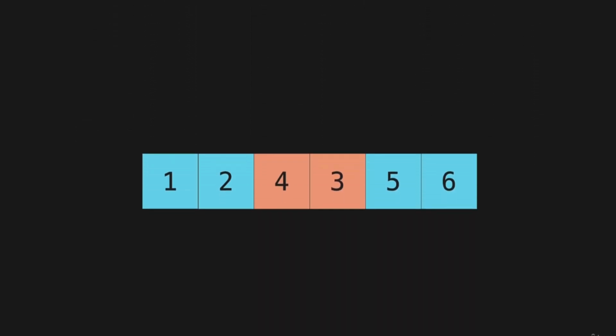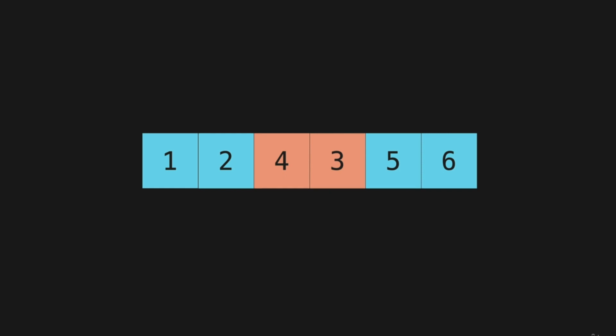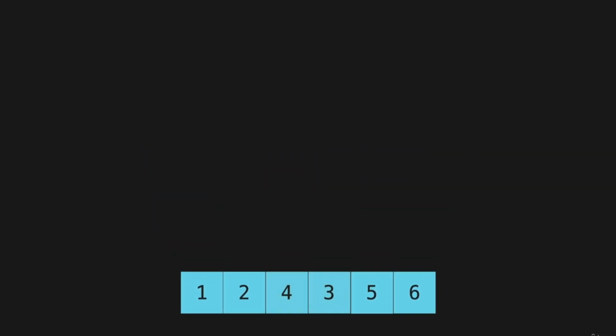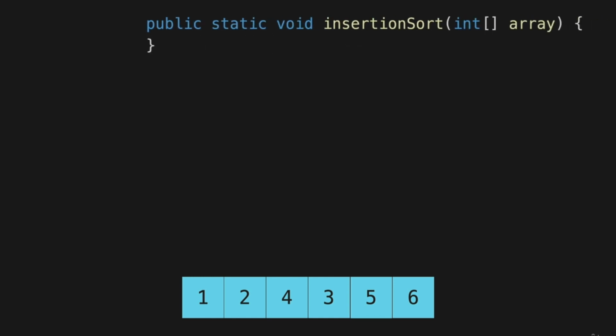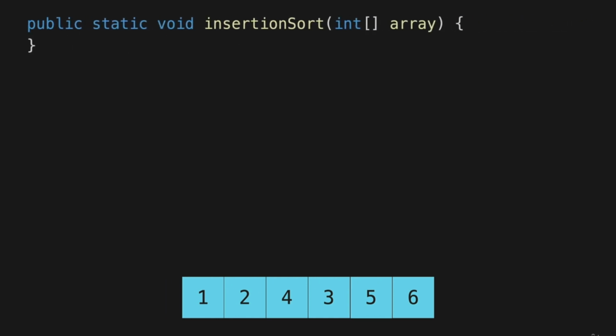So now we're going to write our code for insertion sort. We'll pick up where we left off in the last video with this array, and I'll move this down to the bottom, and then we'll start writing our code. We'll call this insertion sort. We'll pass it an array of integers that we call array, and the return type will be void.